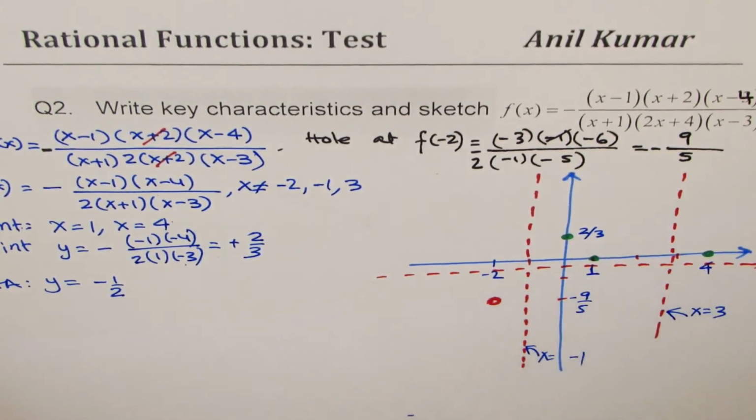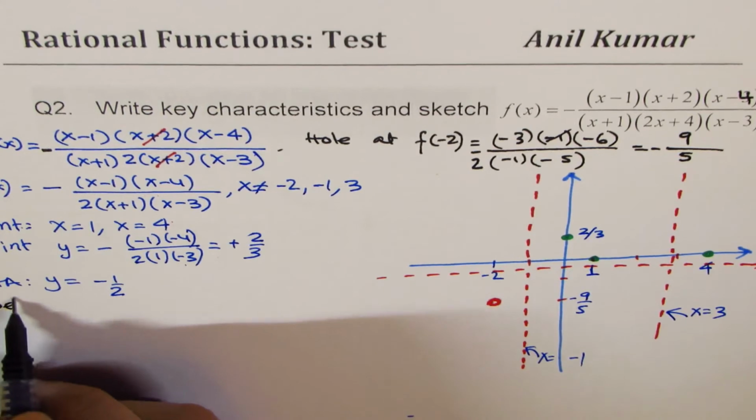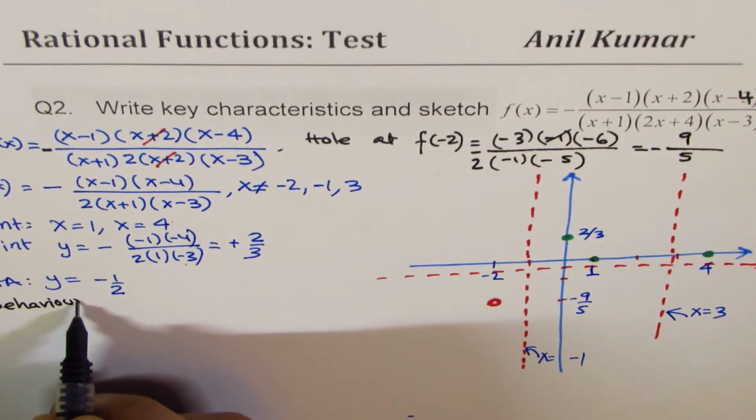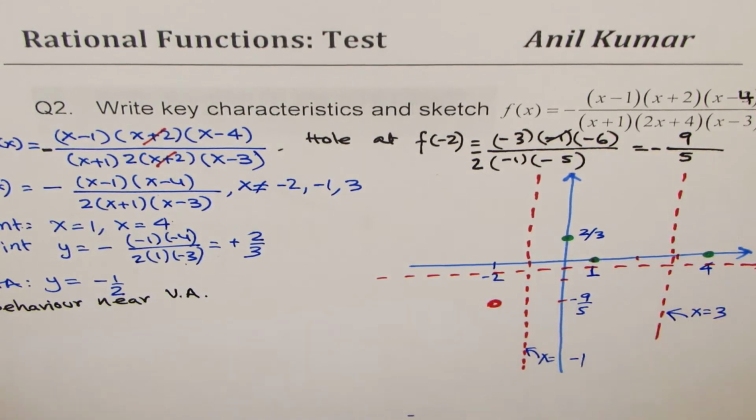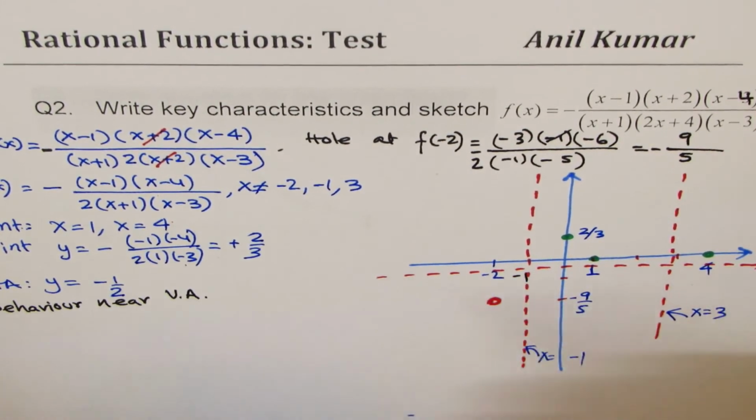Okay, so that becomes the horizontal asymptote. Now it is important to check the behavior near asymptotes, right? So let's check behavior near vertical asymptotes, correct? So let's try at -1.